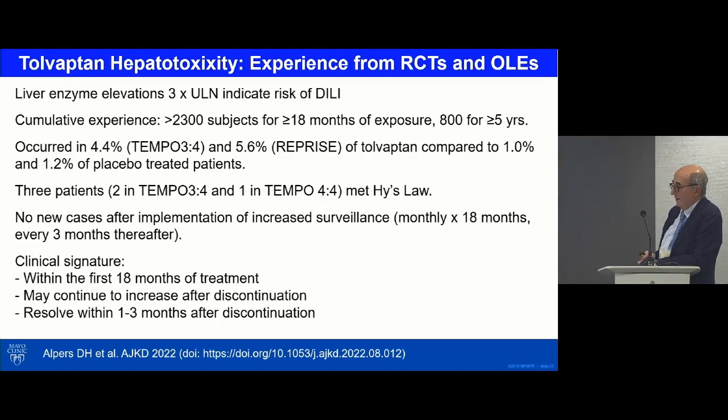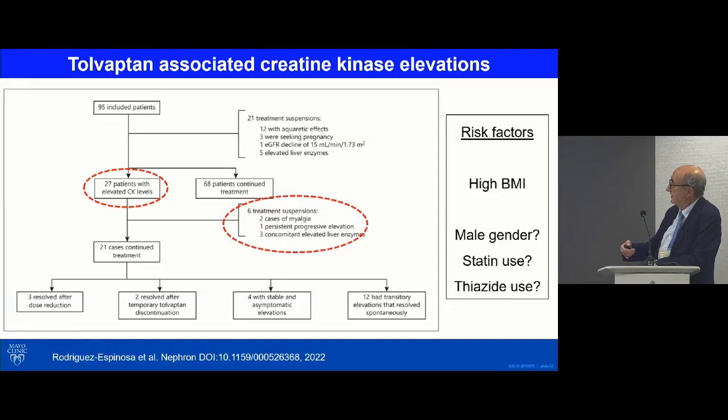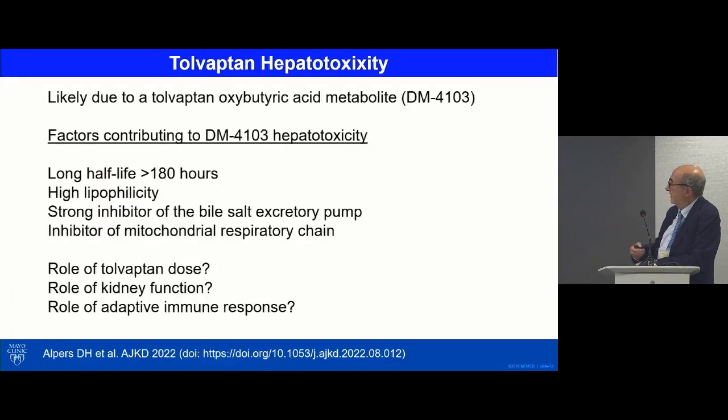That the liver enzymes can continue to increase after the discontinuation of tolvaptan for a number of weeks, and that it may take several months for the liver functions to return to normal after discontinuation of tolvaptan. So the hepatotoxicity of tolvaptan is thought to be due to an oxybutyric acid metabolite of tolvaptan. This metabolite has a very long half-life, over 180 hours, which may explain why the liver enzymes continue to increase for several weeks after discontinuation of tolvaptan.